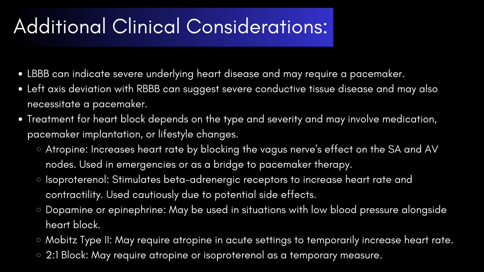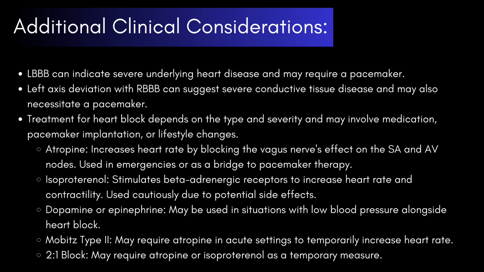Some additional clinical considerations to keep in mind. Left bundle branch block can indicate severe underlying heart disease and may require a pacemaker. Left axis deviation with right bundle branch block can suggest severe conductive tissue disease and may also necessitate a pacemaker. Treatment for heart block depends on the type and severity and may involve medication, pacemaker implantation, or lifestyle changes.